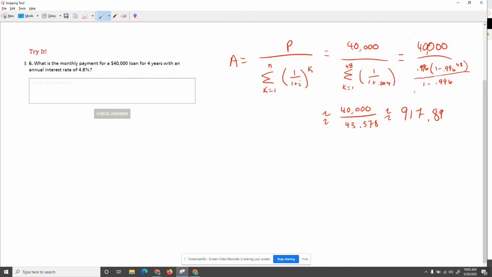When you divide that from 40,000, you get approximately $917.89. So that's how much the monthly payment would be if you're paying back a $40,000 loan over 4 years with that interest rate. All right.